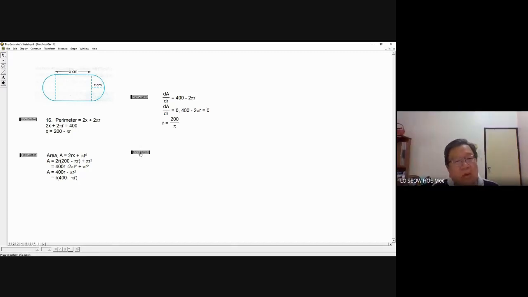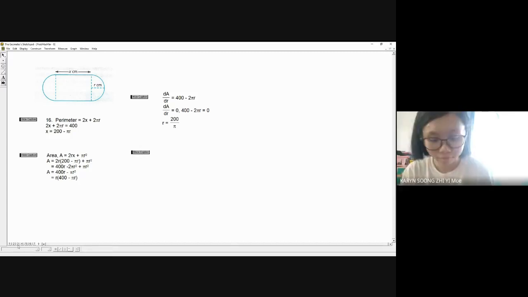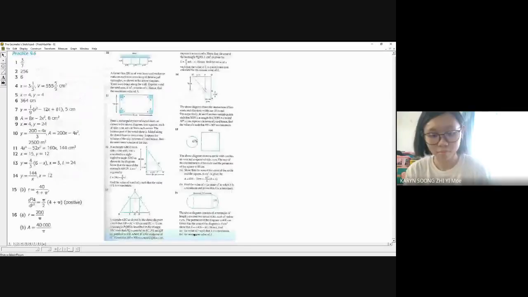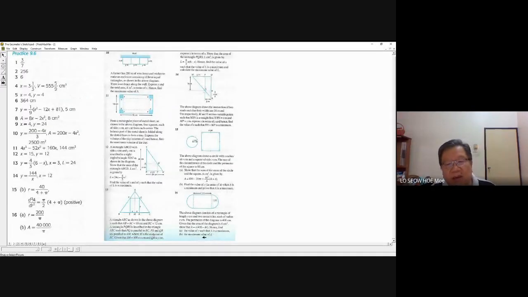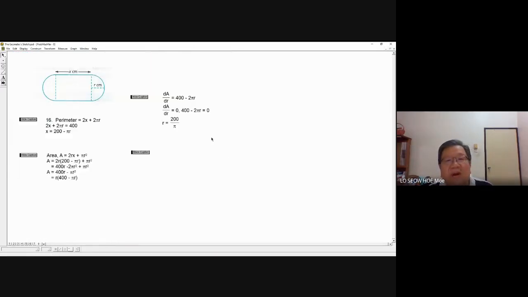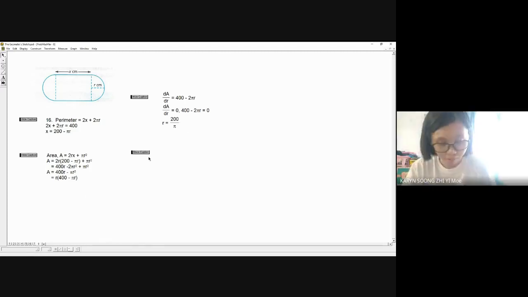So maximum or minimum, we don't know. You see in the question, they say find the maximum value of A. So you don't have to prove, I think. Since there's only one value, you don't have to prove unless they ask you to, like here: prove that A is minimum. Then you have to find d2A over dr squared. But here, they didn't ask you to prove, so you assume that the value that we have found will give rise to the maximum value.